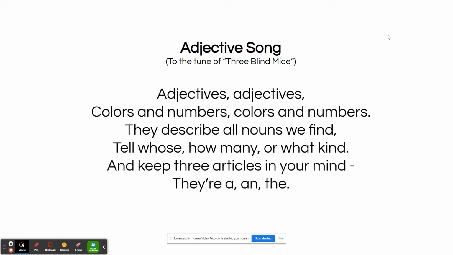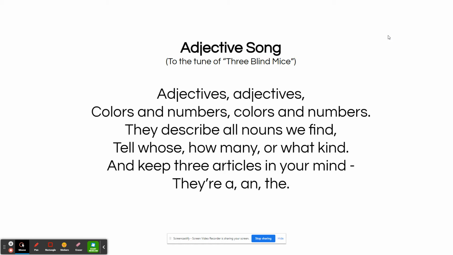To 3 blind mice. 1, 2, 3. Adjectives, adjectives, colors and numbers, colors and numbers. They describe all nouns we find, tell who's, how many, or what kind, and keep 3 articles in your mind.